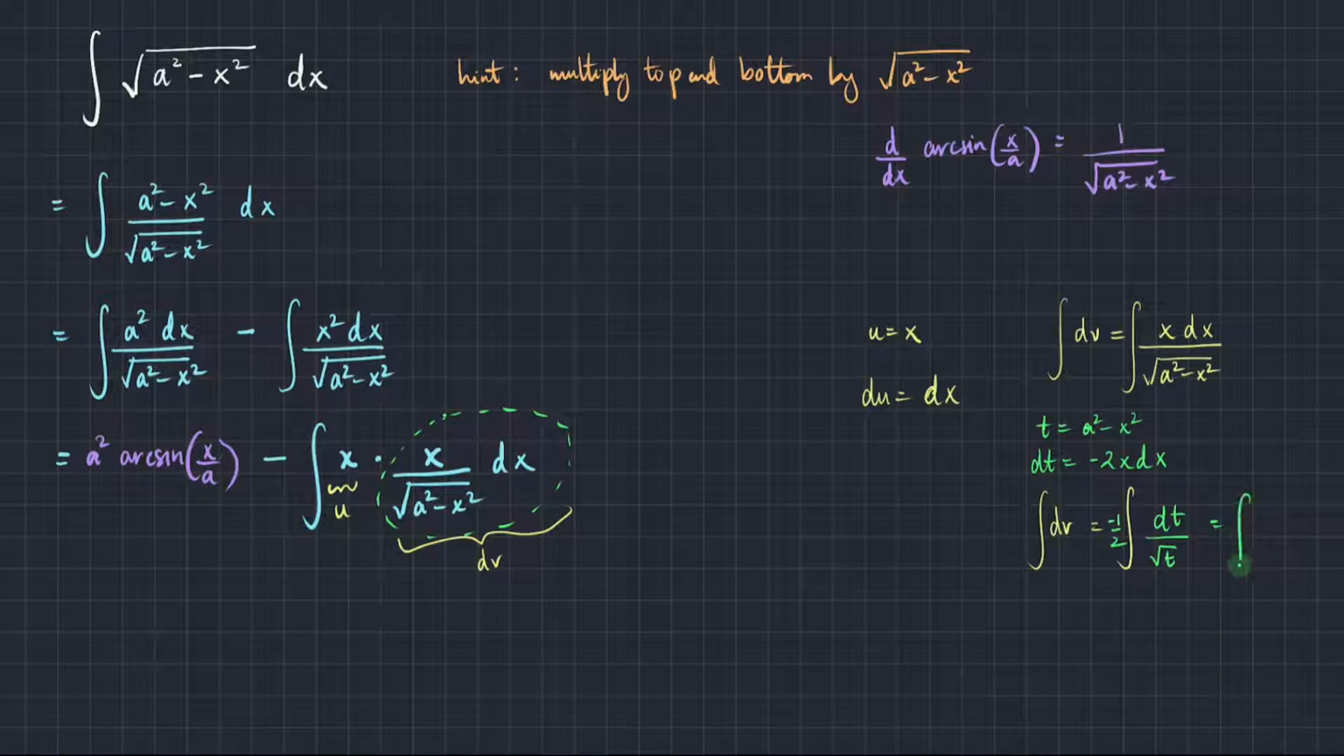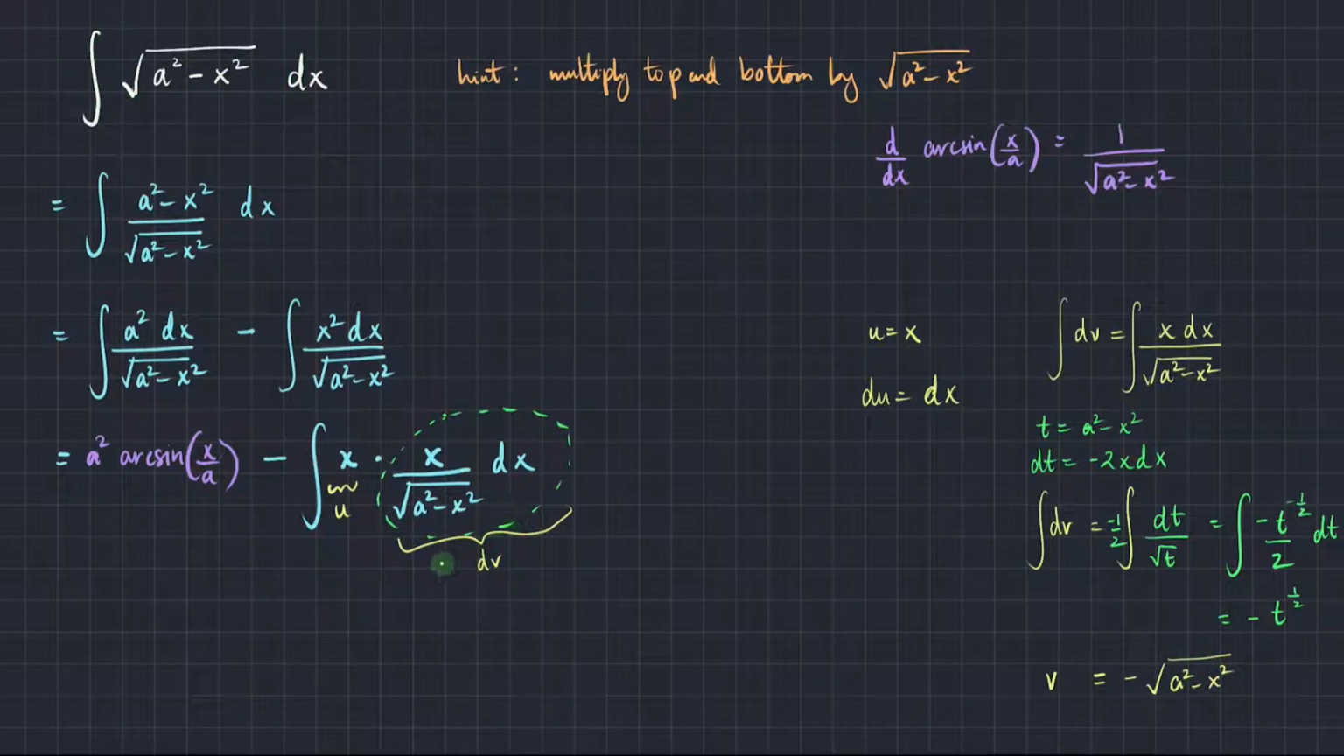But this is simply the integral of negative t to the negative half all over 2 dt, which upon using the power rule becomes negative of t to the half. But remember, t was a squared minus x squared, and so we have the integral of dv, which is v, equals negative t to the half, which is negative square root t, which is negative square root of a squared minus x squared. Take some time to work through this calculation on your own, if this seems a bit tricky. The important thing is that we have obtained a square root of a squared minus x squared, which is the same as the original integral.